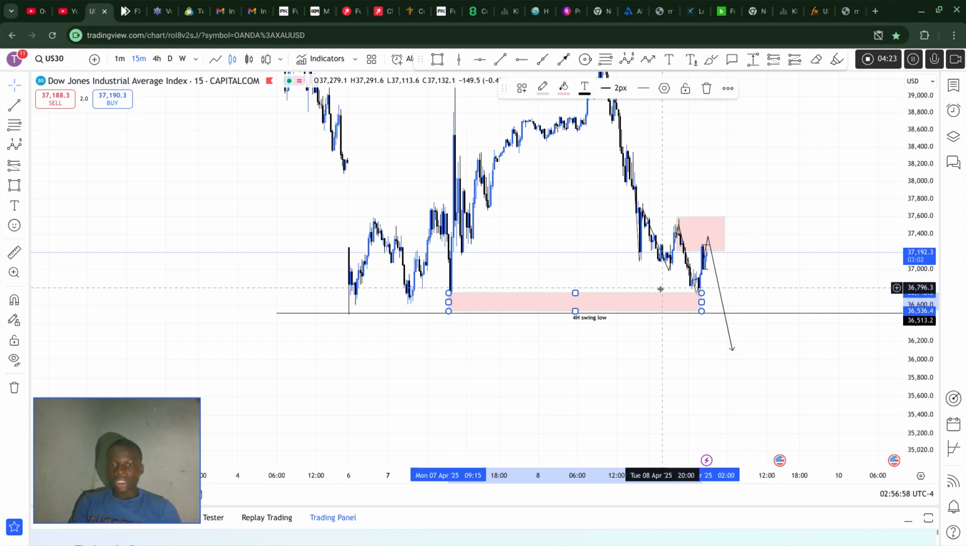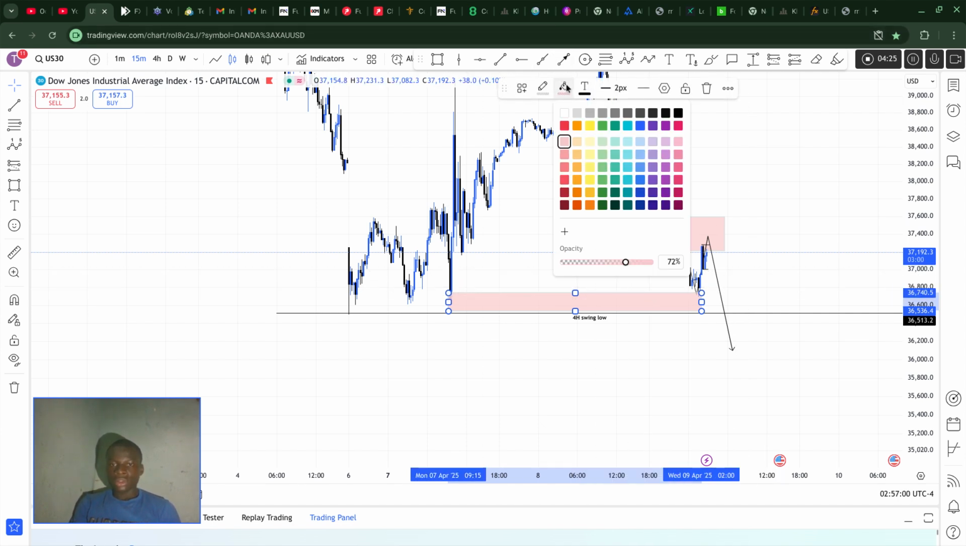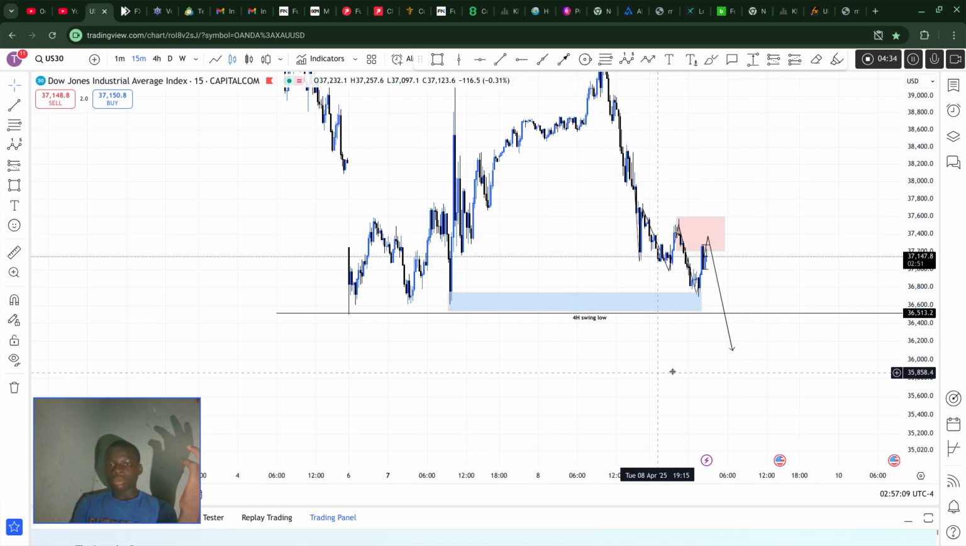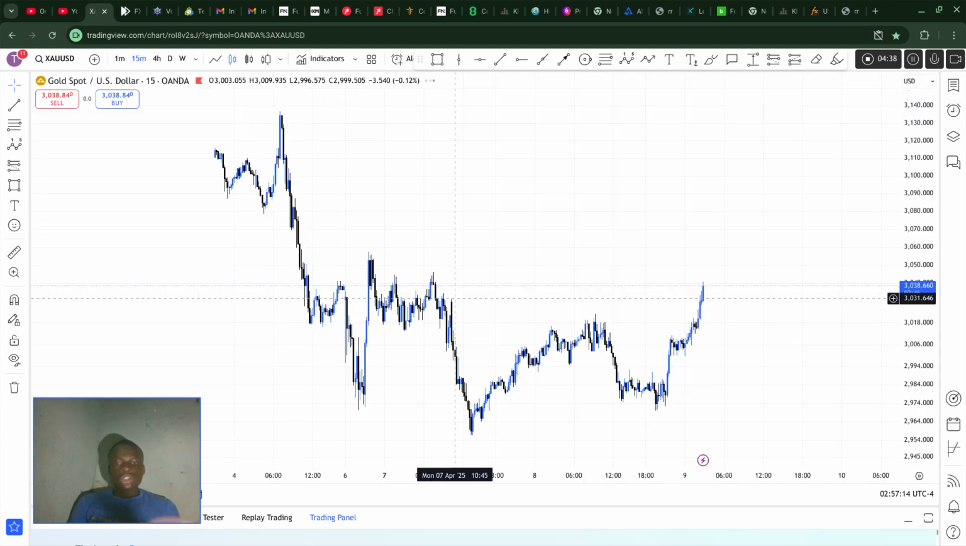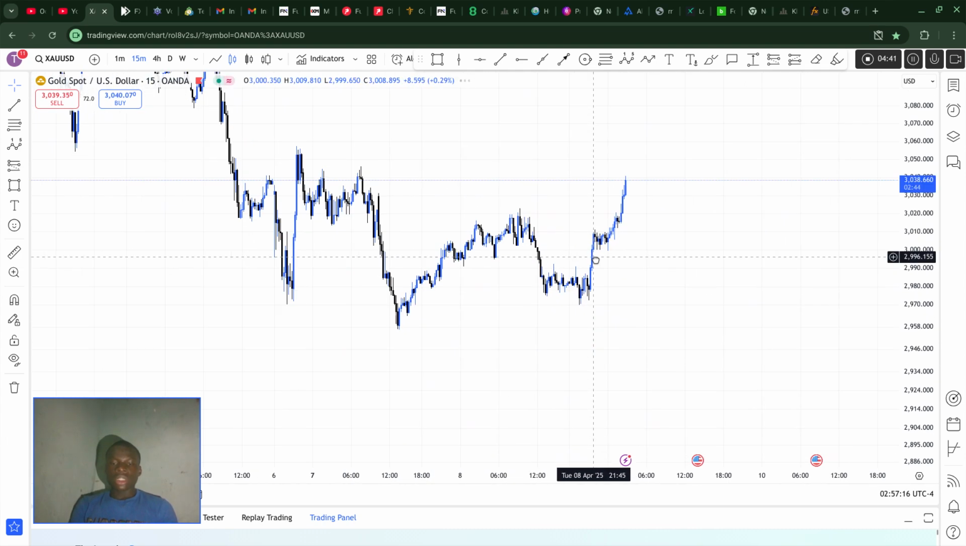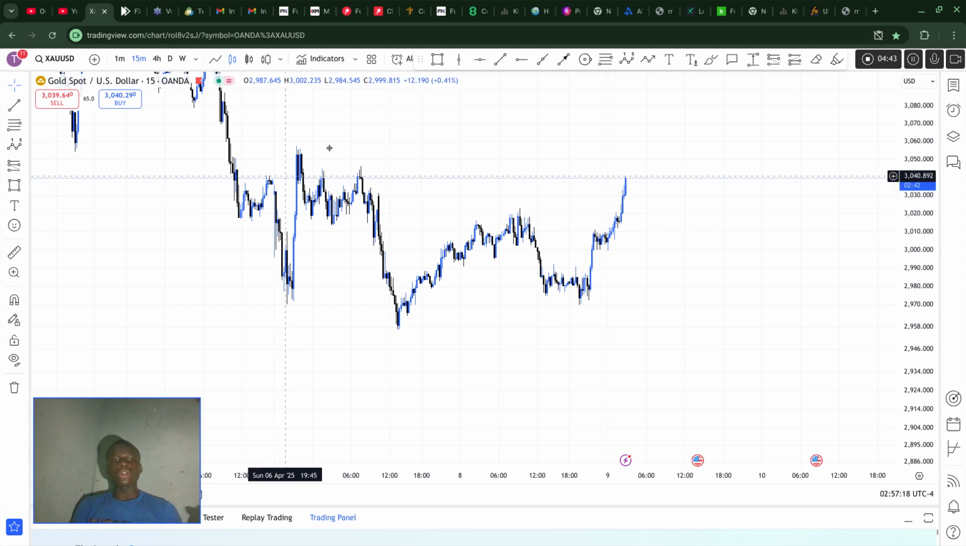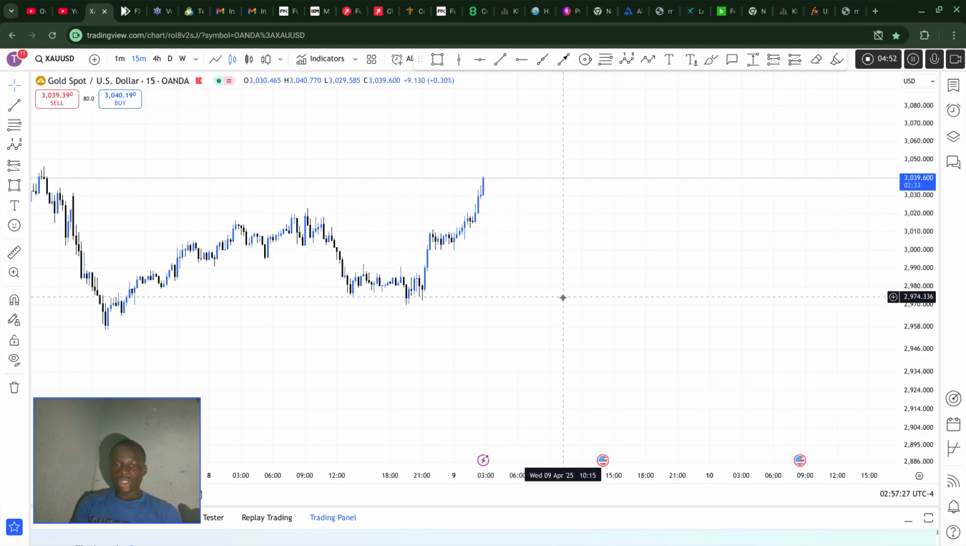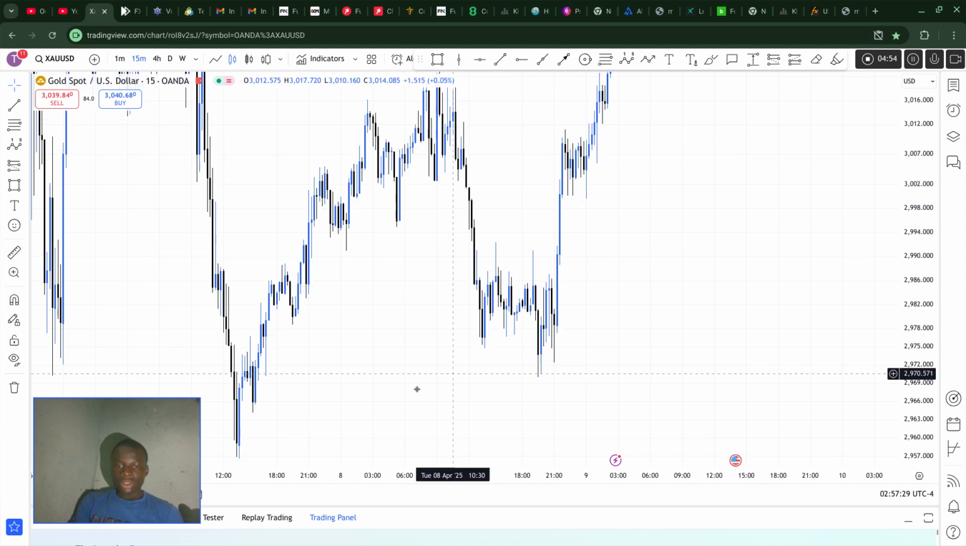The point of pullback here is demand. Just demand. So demand zone from here, and we expect a pullback from there. Now for gold, we switch bullish trend from here. We switch bullish, then bearish, then switch bullish, as you can see. So we switch bullish from this point.